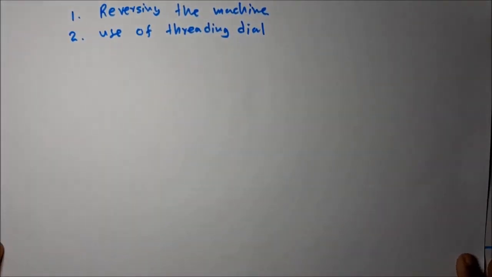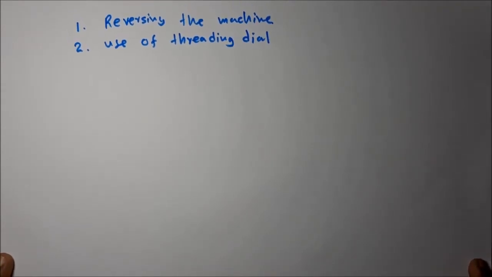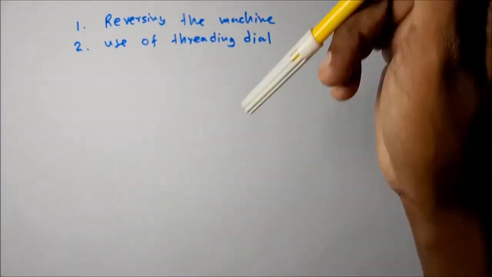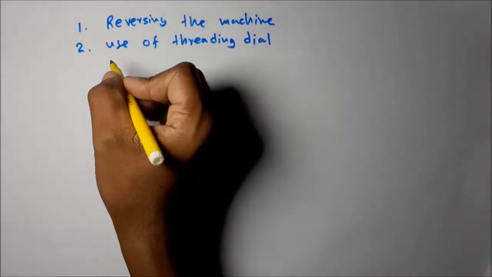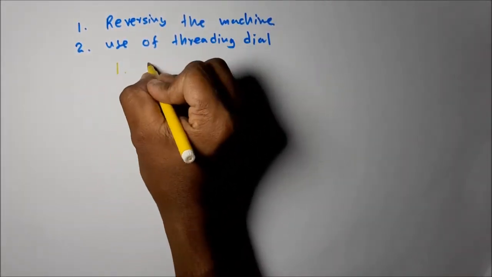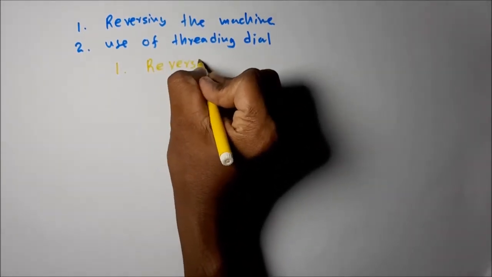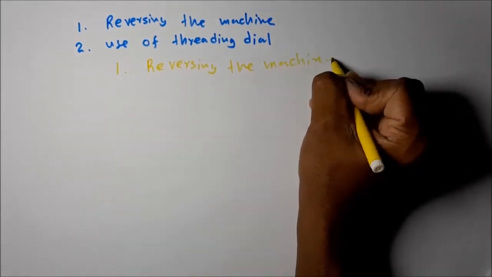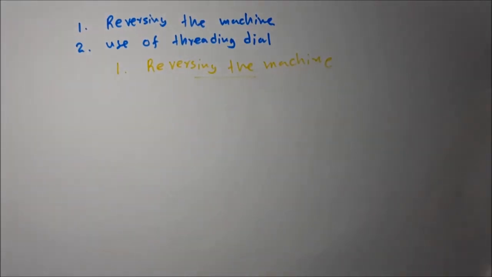Okay, these are the two reliable methods to do this: reversing the machine, and the use of the threading dial indicator. Then there's another method by marking the bed, but these two methods are more reliable than that one. So I'll explain these two; you should know these two. First, we are going to discuss reversing the machine.